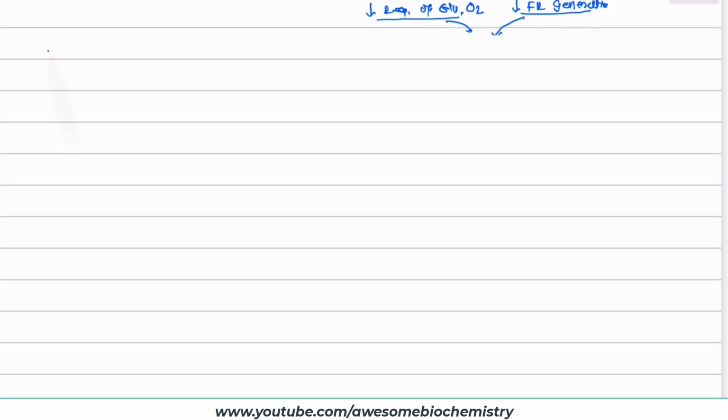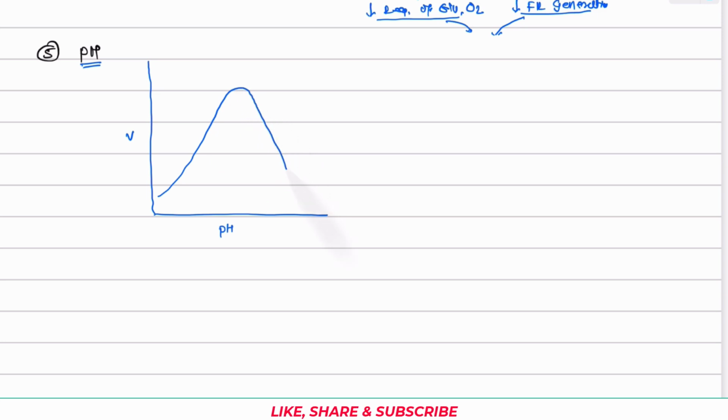The next factor is the effect of pH on the enzyme activity. So to understand the effect of pH on an enzyme activity, we can draw a graph of velocity versus pH. So velocity V and pH on the x-axis. And if we draw a graph, just like temperature, this graph is also going to be a bell-shaped curve. Remember, in case of temperature and in case of pH, we observe a bell-shaped curve.